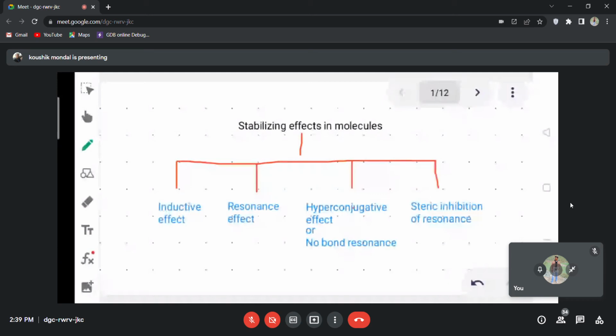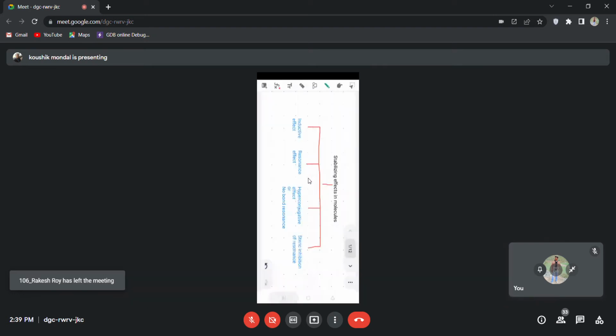Next topic is stabilizing effects in the molecule. These are basically four types. One effect I have not given here because it is only required at the time of reaction.